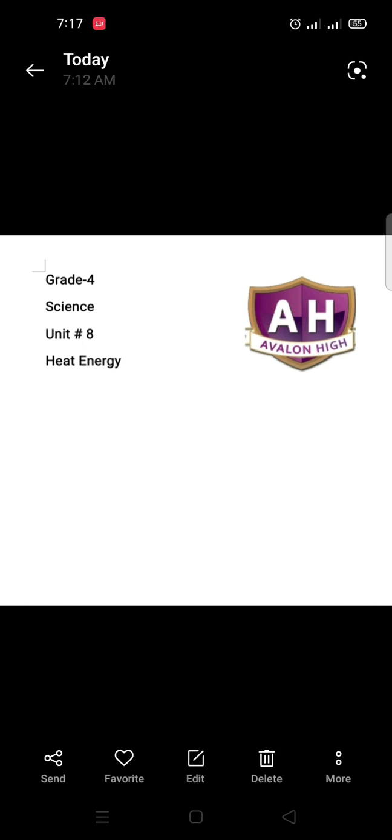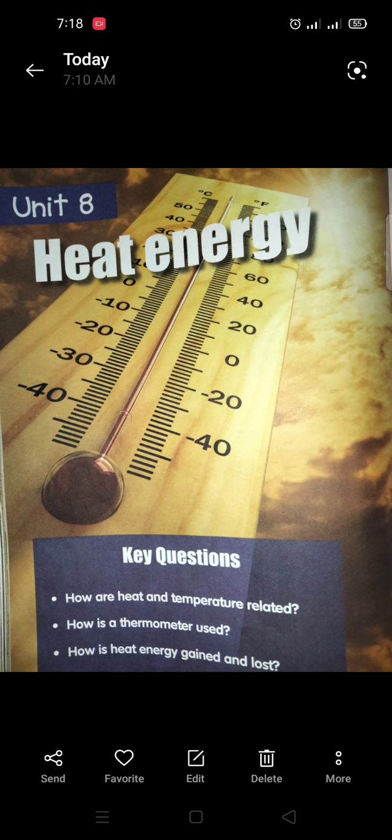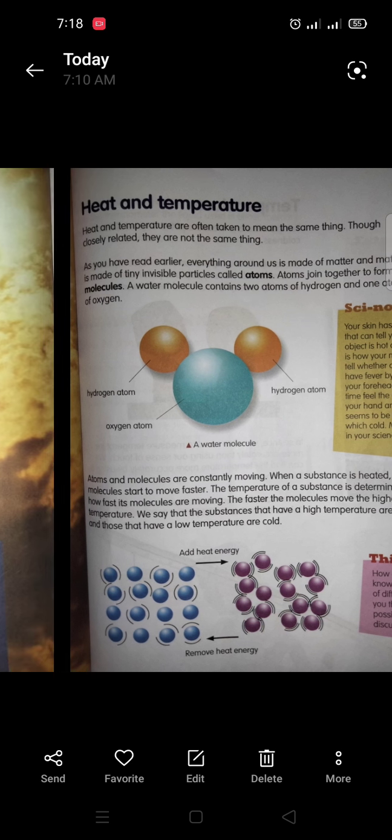I am your science teacher and today we are going to start the reading of our new chapter, unit number 8, heat energy. So let's start. The key points of this chapter are how heat and temperature are related to each other, how the thermometer is used, and how heat energy is gained and lost. So these are the most important points that we are going to discuss further in this chapter.